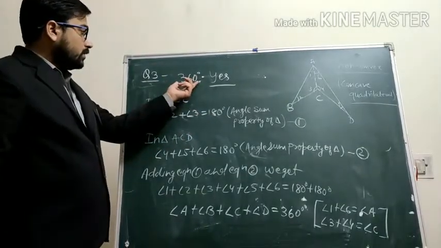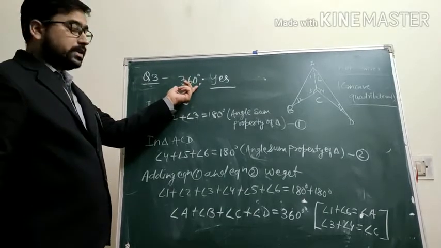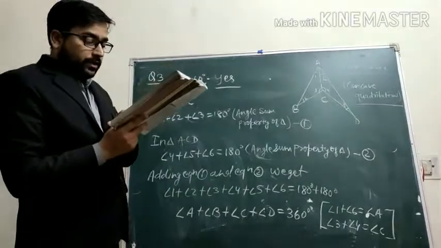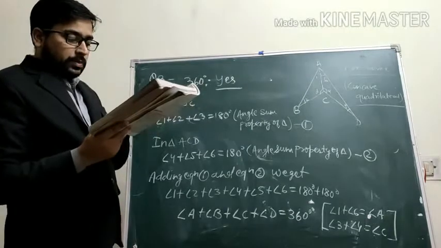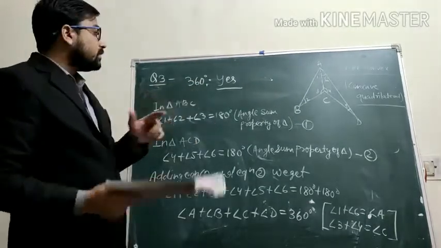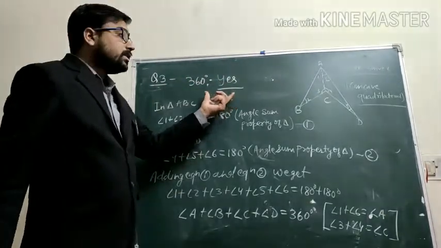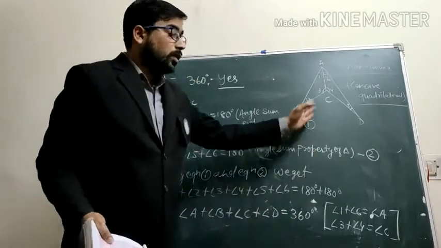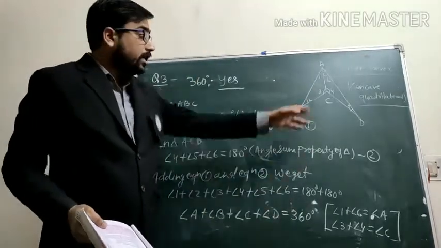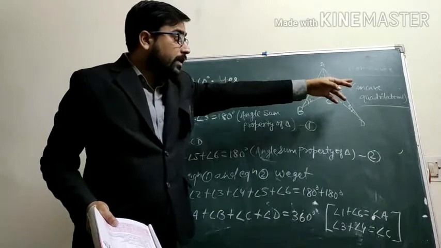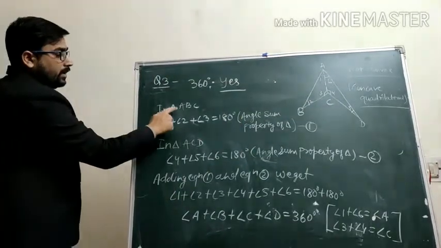Sum of angles of a convex quadrilateral is 360 degrees. Will this property hold if the quadrilateral is not convex? Answer is yes, because this is a proof for a non-convex quadrilateral, that is a concave quadrilateral, in triangle ABC.